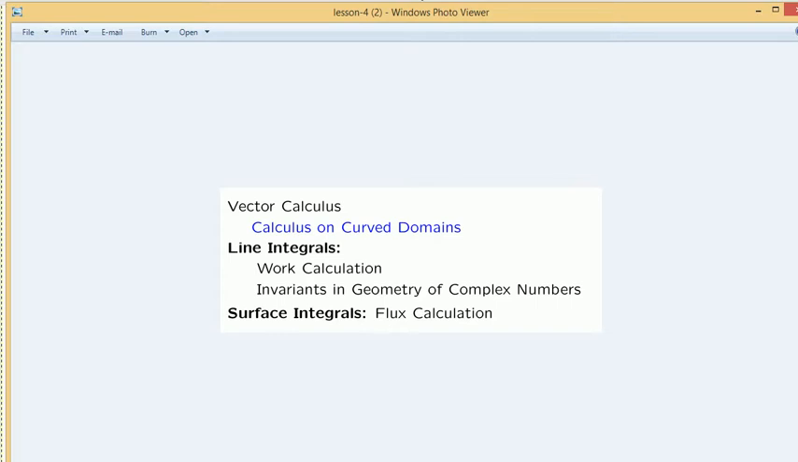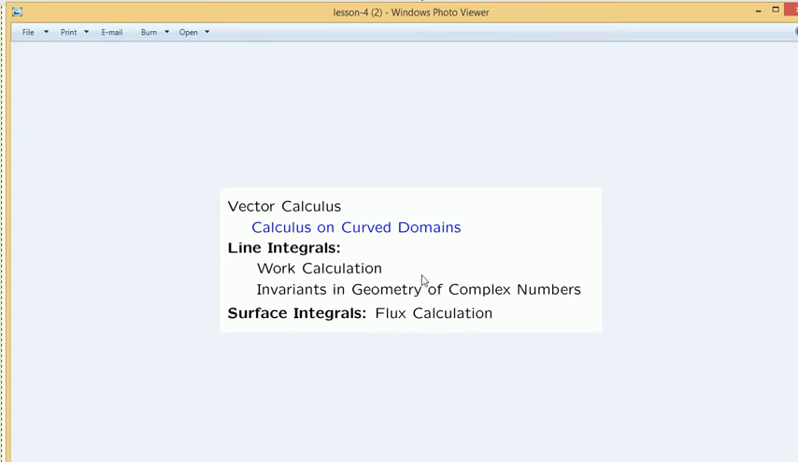What are the domains in calculus 1 and 2? Straight line, right? In calculus 3, integration and all that, what is the domain? The XY plane, so it's flat, there's no curve. Or XYZ space, which is perfectly lined up, the coordinate system is all good. That's not curved. So doing calculus on a curved domain is what this chapter is.